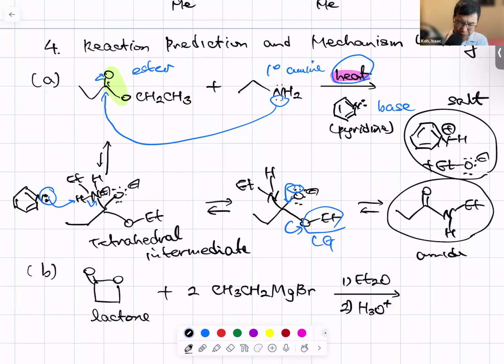And what is the driving force for this reaction? Amide is more stable than the ester. So thermodynamically, amide is lower in energy. So this energy difference, delta G, is spontaneous. Delta G is negative. It is spontaneous. It will be moving toward the product side.